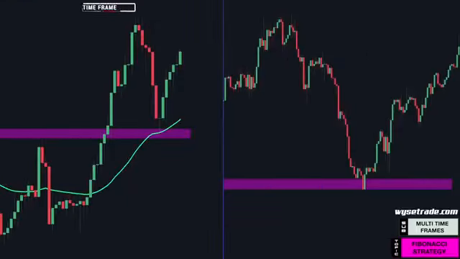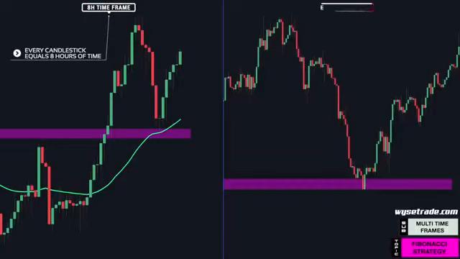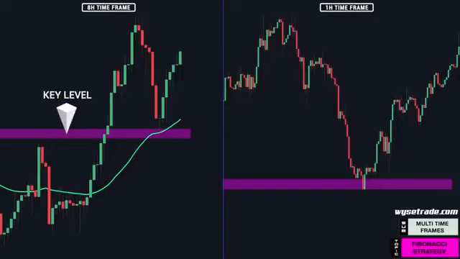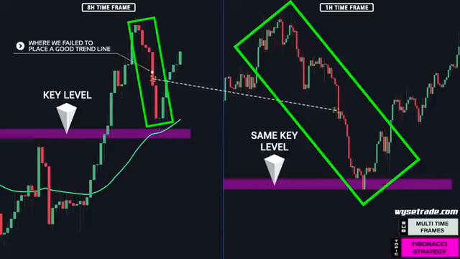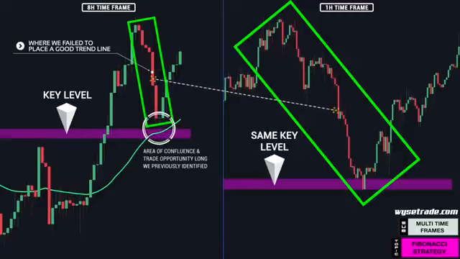So the chart on the left is the 8-hour time frame we just looked at, meaning every candlestick represents 8 hours of time. The chart on the right is the same asset, but is the 1-hour time frame, meaning every candlestick represents 1 hour of time. Here's the key level on the 8-hour time frame, and here is the same key level on the 1 hour. Here's the 8-hour pullback downtrend, where we tried to place the trend line but couldn't. And here is the same pullback downtrend on the 1-hour time frame. Here is the area of confluence we previously identified and where the long trade opportunity occurred.